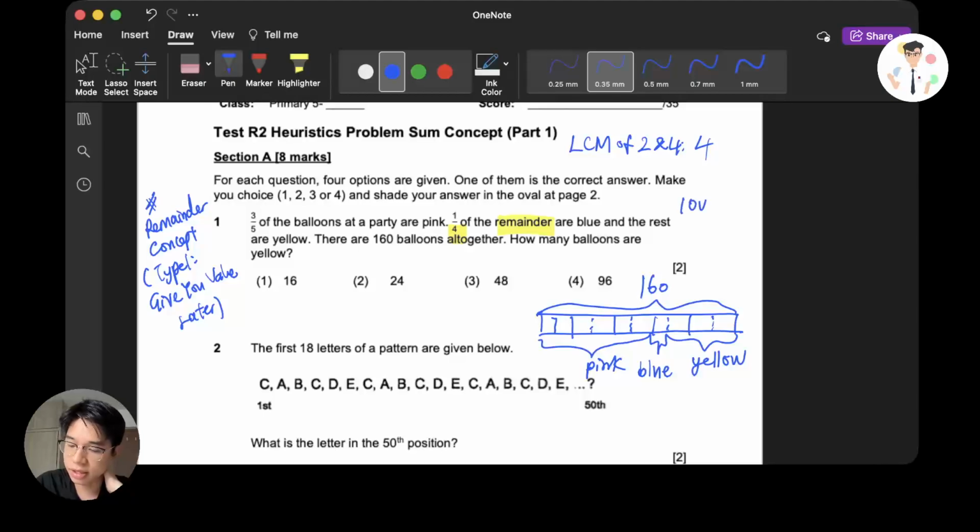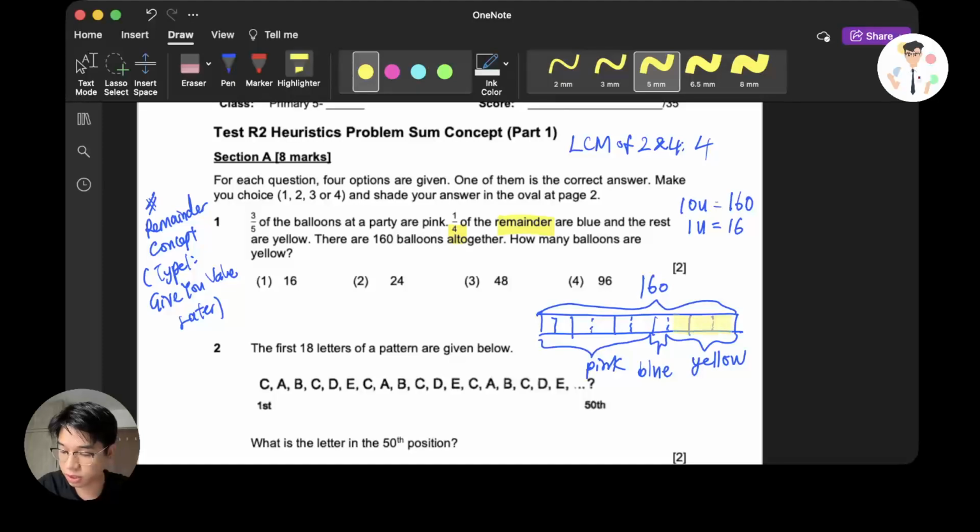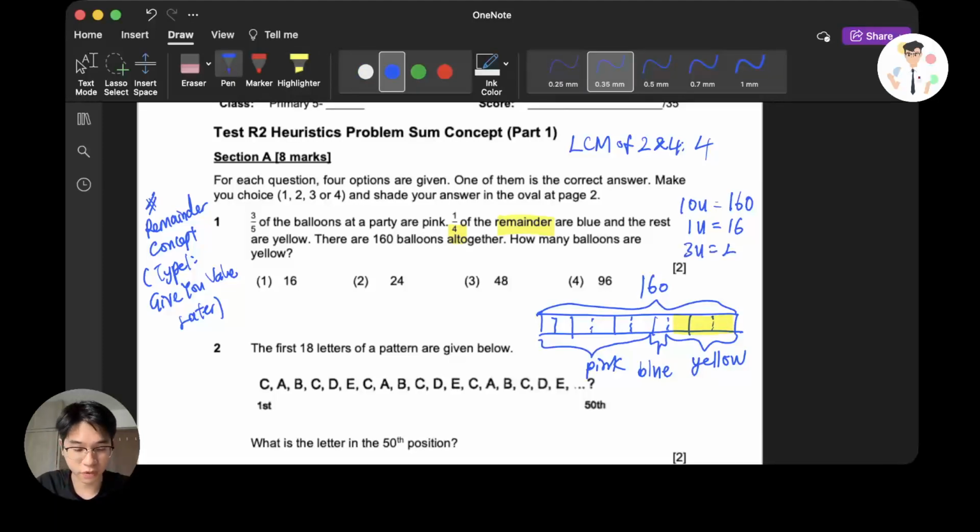Let me write here: 10 units is 160, so 1 unit is 16. Once you find 1 unit is equal to 16, everything is simple. Last part, how many balloons are yellow? I have 3 units, as you can see here. If 1 unit is 16, 3 units is 48. And that's it, you are done. Now let's circle this, and of course you need to shade the answer using a 2B pencil on the optical answer sheet.